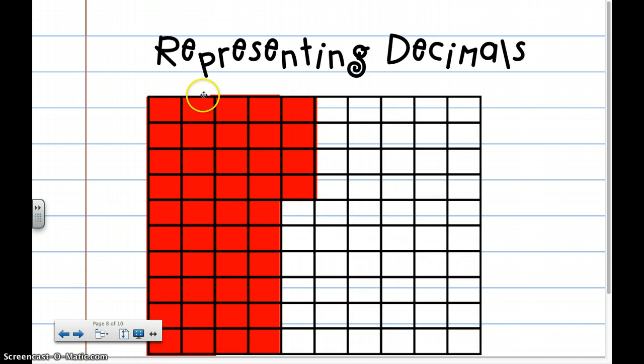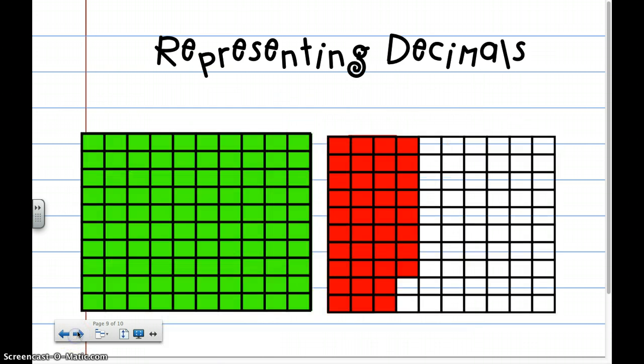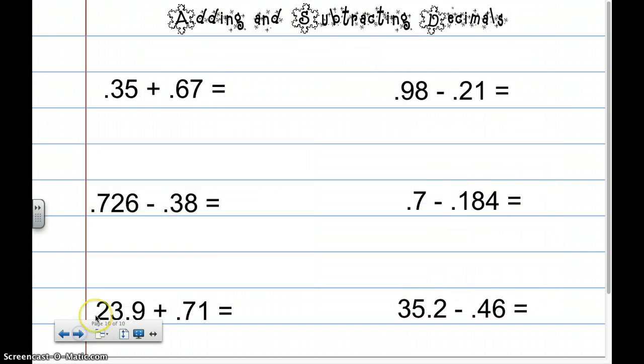This is going to be 10, 20, 30, 40, 1, 2, 3, 4. This is going to be 44 hundredths. And this is going to be 1 and 10, 20, 30, 31, 32, 33, 34, 35, 36, 37, 38. So 1 and 38 hundredths. That's what that represents. Let's get into the adding and subtracting of decimals.